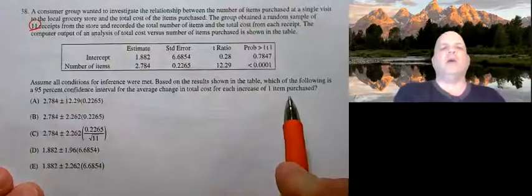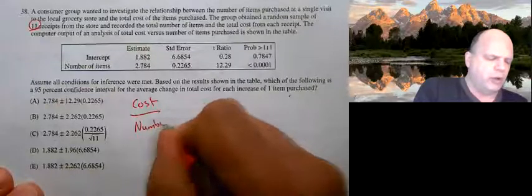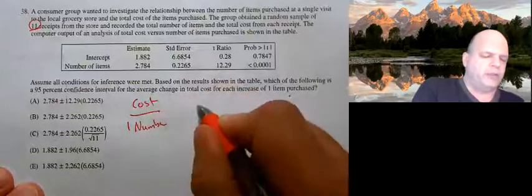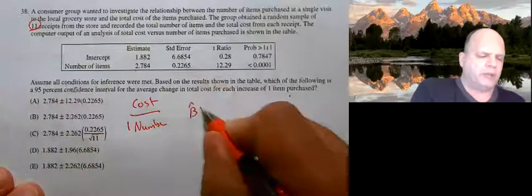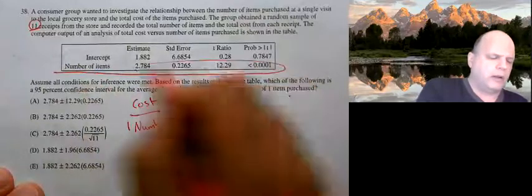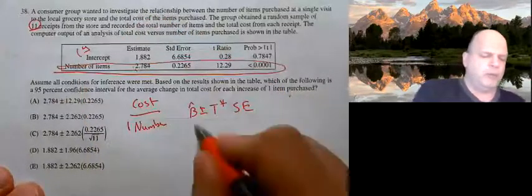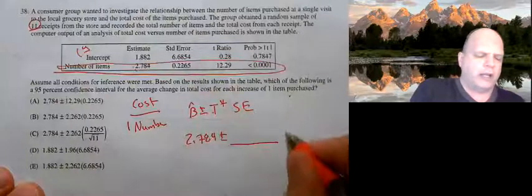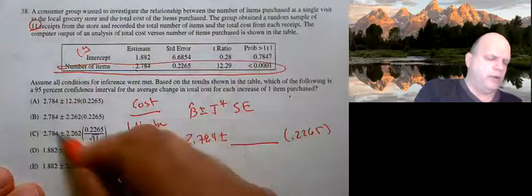So basically, they want to know cost over number of items, for each one item. Now, obviously, what this means is we're working with the slope. And our slope in this case is 2.784. So we're doing a confidence interval for the slope. So it's basically b hat plus or minus t star times the standard error. Well, that means we're looking at this right here, because that constant is the y-intercept. So we have 2.784 plus or minus, we'll come back to t star in just a moment. We have a standard error already calculated out, so it's going to be 0.2265. And by the way, that gets rid of the last three.